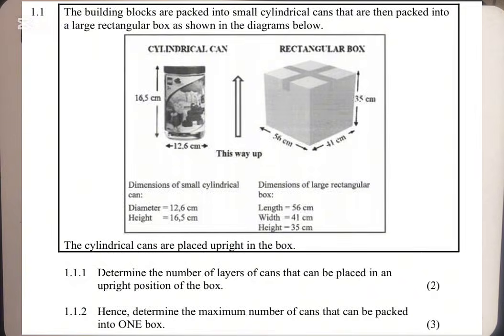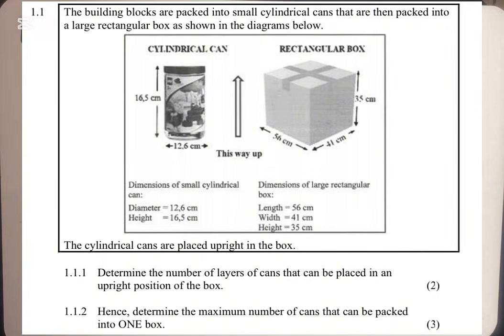in the diagram below. If we check the cylindrical can, we have the height of 16.5 centimeters, diameter of 12.6 centimeters. Rectangular box, we have the length of 56, width 41, height of 35 centimeters. When we look at these dimensions, we can see that they are all in the same units, so there's no need for us to convert.